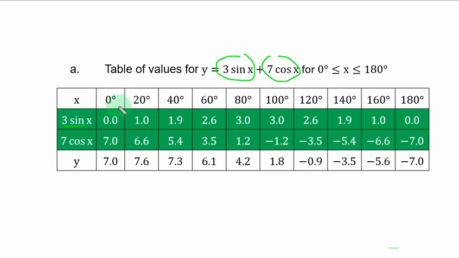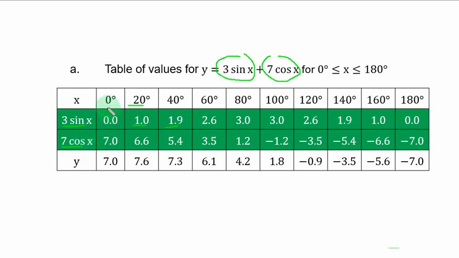When s is 20 degrees, you check sine 20 degrees and multiply it by 3, maintaining 1 decimal place, and you have 1.0. Then you check for sine 40 degrees times 3, you have 1.9, and so on. Then you come to 7 cos s.